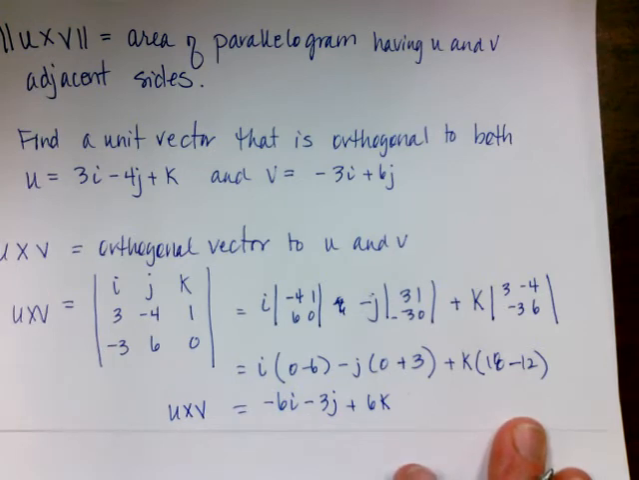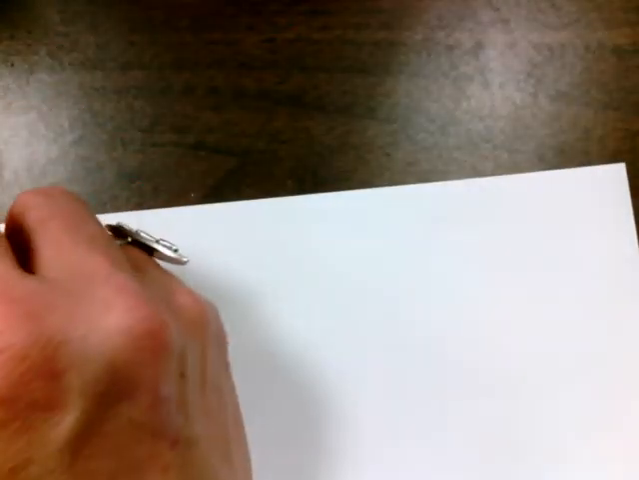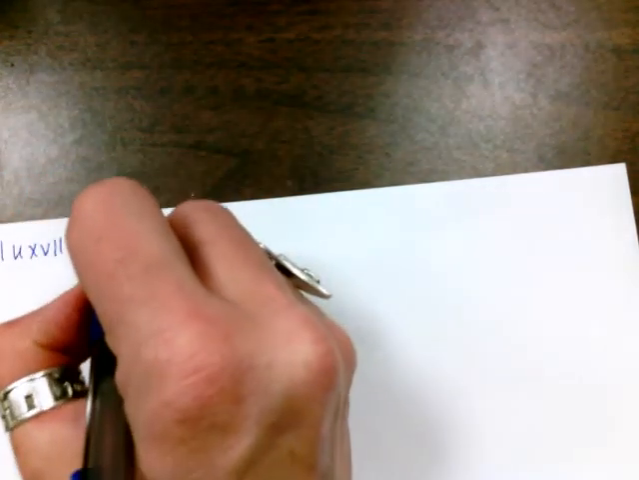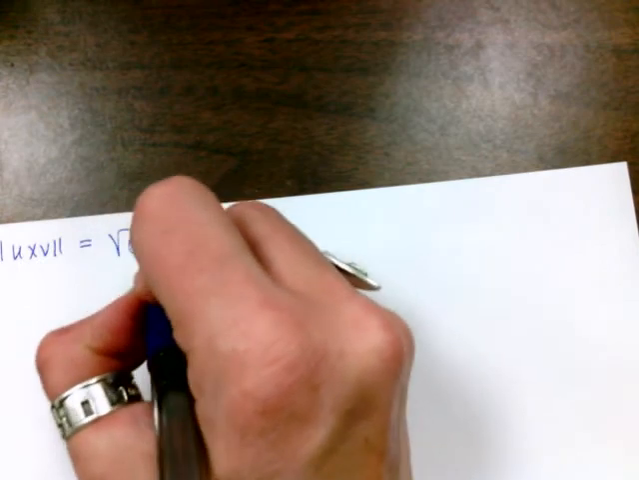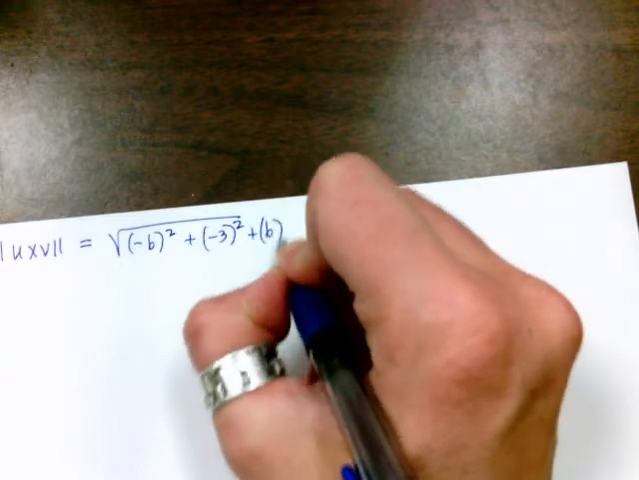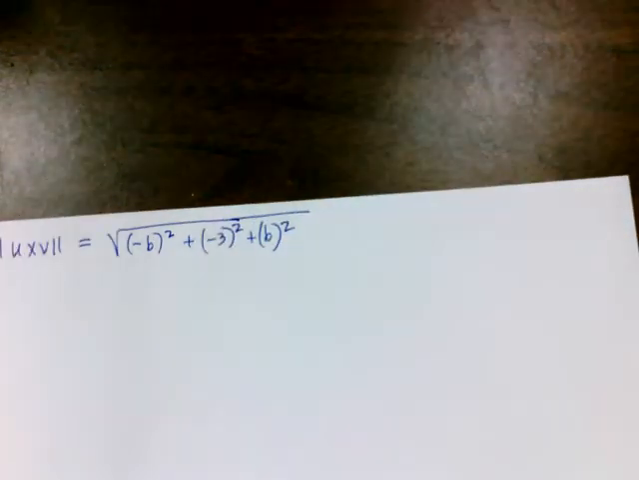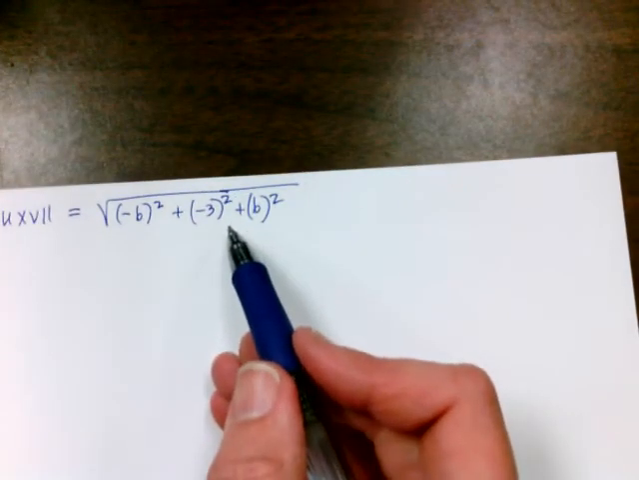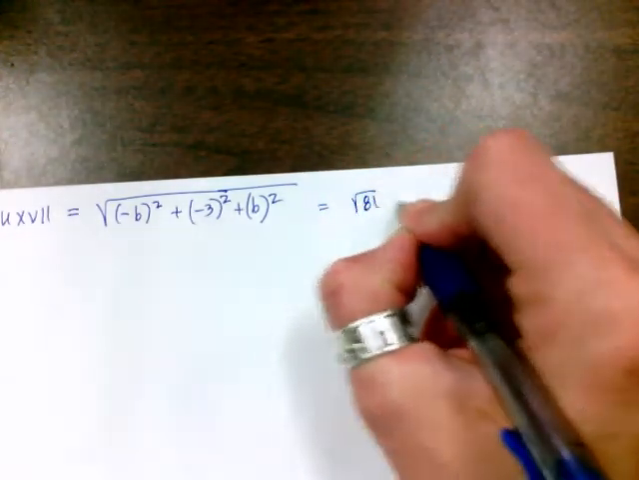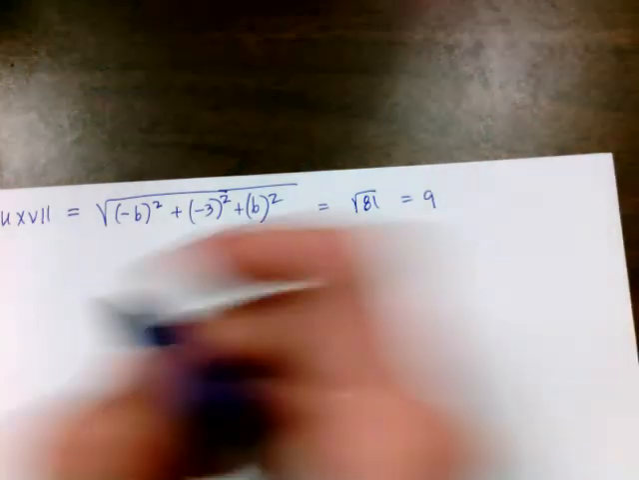Okay, but now what I need to do is find a unit vector. So remember, I need to find my magnitude. So I'm going to do the magnitude of u cross v, and it's going to be the square root of negative 6 squared plus negative 3 squared plus 6 squared. And remember, I'm finding the magnitude of the cross product, not the dot product. So this was radical 81, and that turns out to be 9.